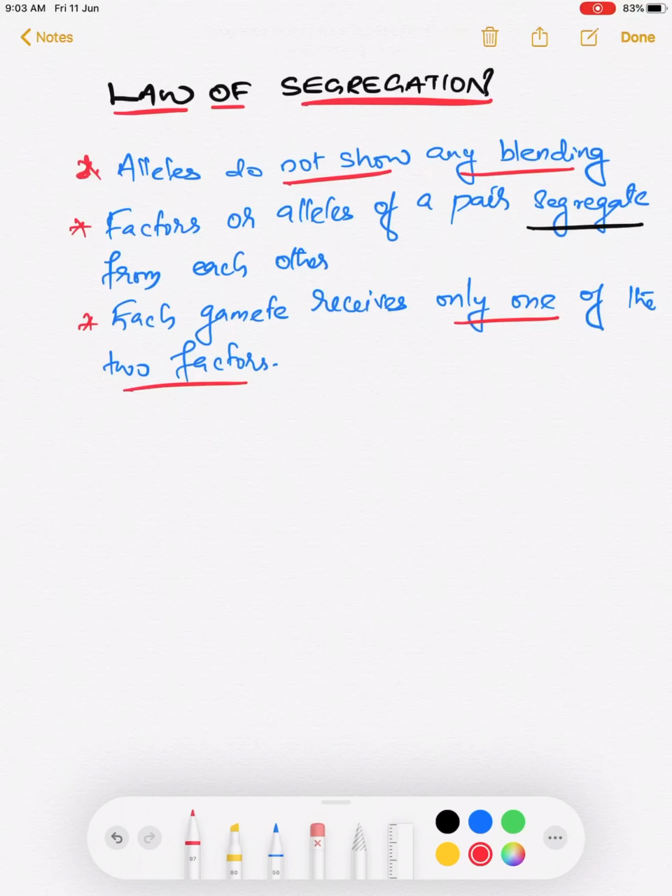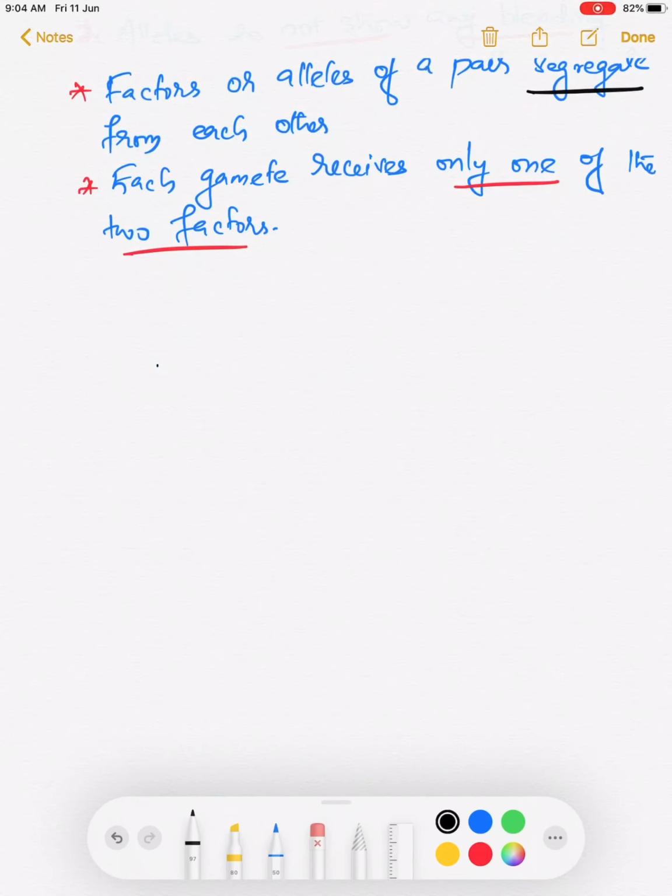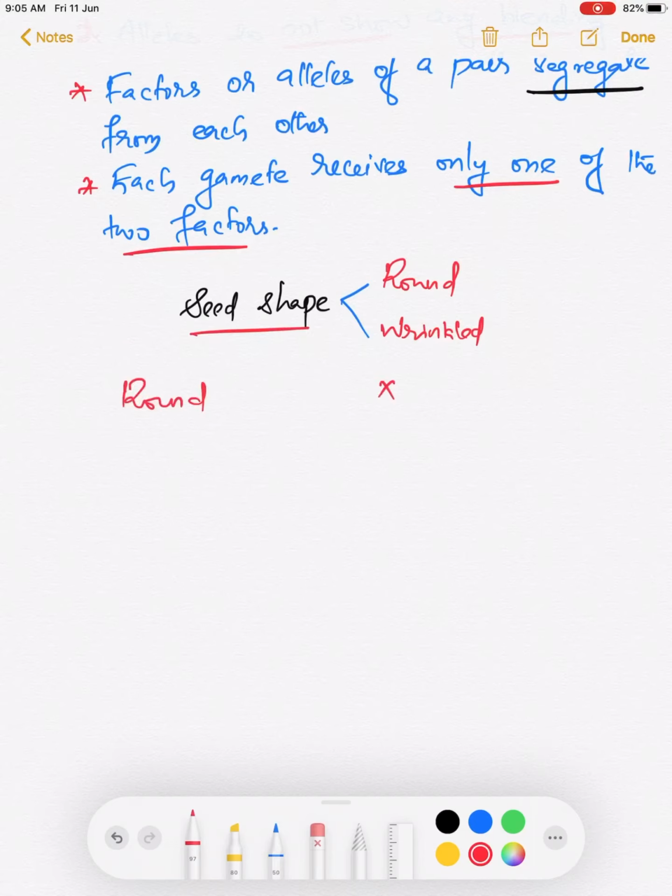As I told you earlier, the law of segregation is based on monohybrid cross. Let's consider a Mendelian monohybrid cross. For this monohybrid cross, we are taking a character, seed shape. For seed shape, there are two traits, a dominant and a recessive trait. Round is the dominant trait and wrinkled is the recessive trait. Now let's make a monohybrid cross considering the character seed shape. A plant having round seeds is crossed with another plant having wrinkled seeds.